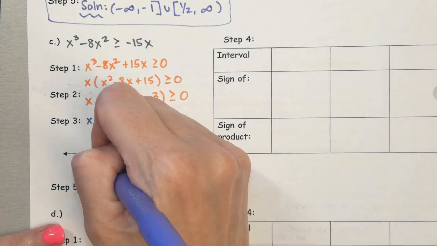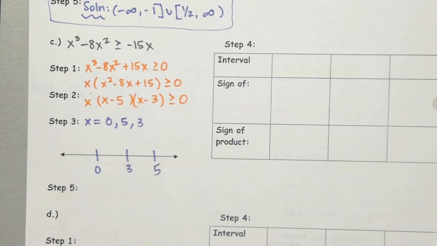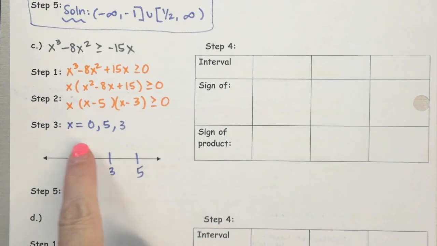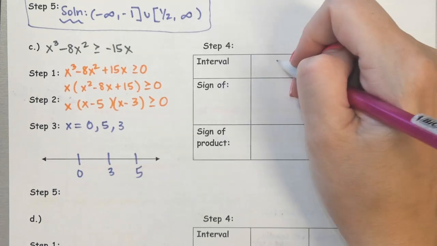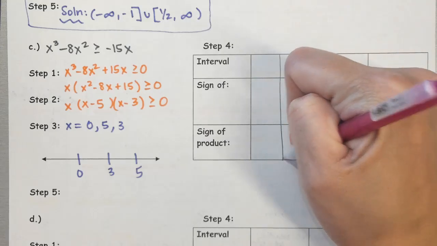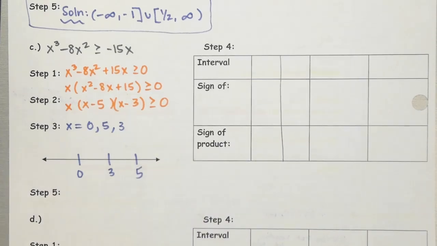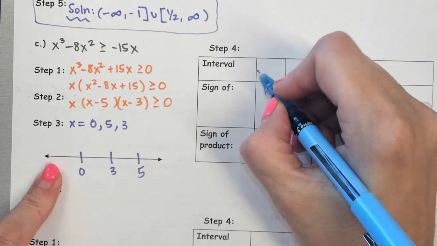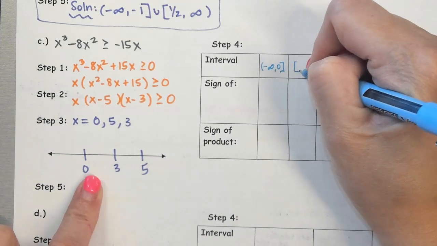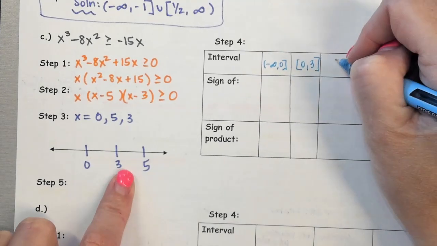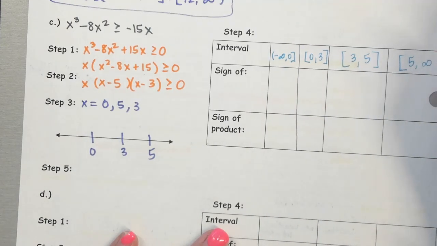And then again, we just want to make sure we put these in numerical order. Okay, and then now we have 1, 2, 3, 4 intervals. So I'm just gonna put a line down here so we can list those all out. Okay, it's equal to, so that means we're going to have brackets. So the first one is negative infinity to 0. The second one is 0 to 3. Then we have 3 to 5 and 5 to infinity.